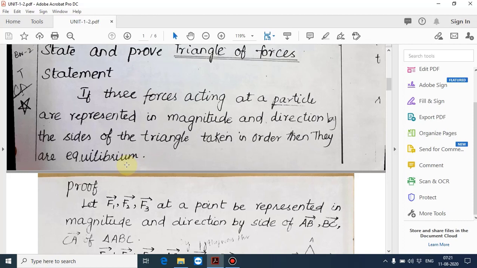We can represent them in magnitude and direction. That means we can change the sign and the direction also. You see this. Next we will go for the proof.